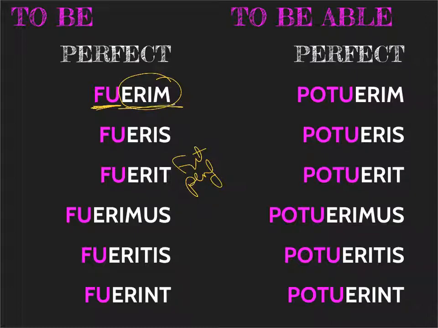For the perfect subjunctive, it's erim. For the future perfect, it's ero. Again, if that's the one thing you get wrong here, it's not going to sink you.